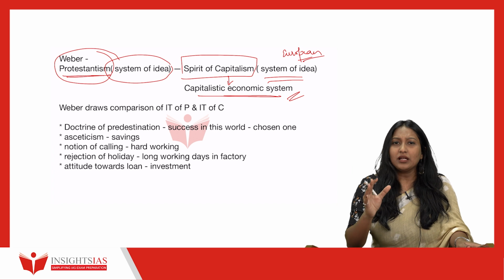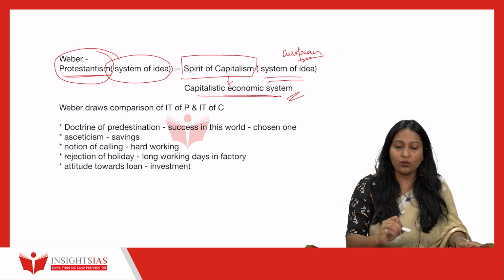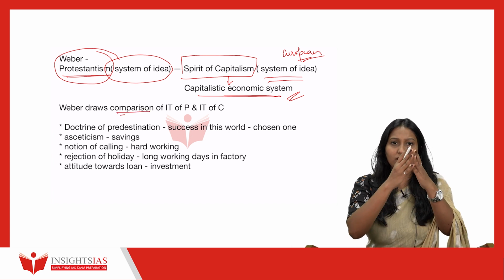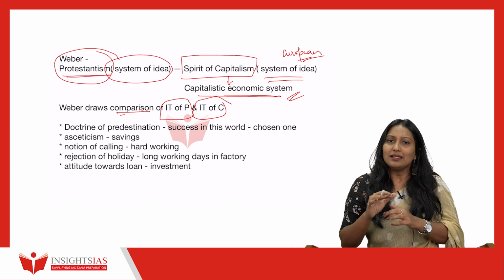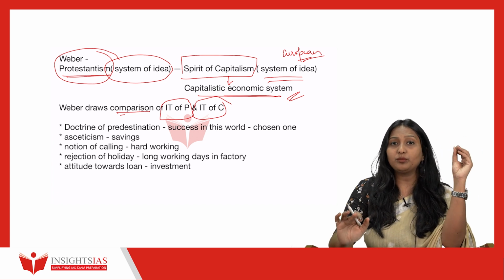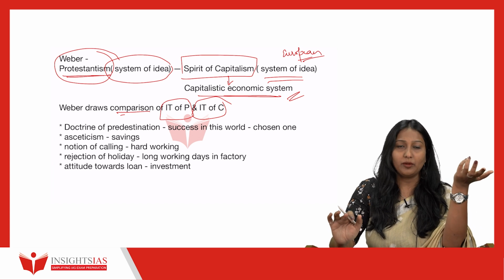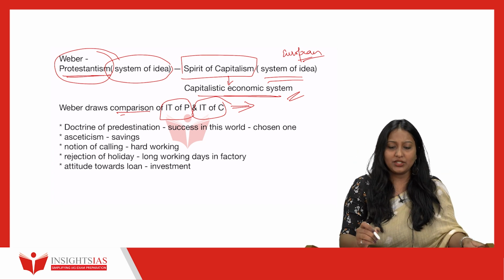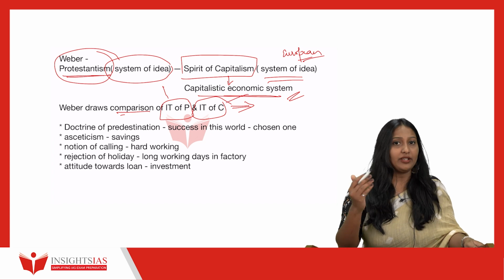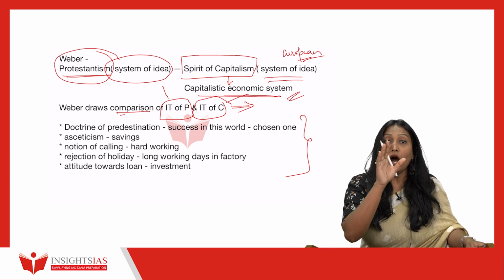Let's not go too much into detail about all these things. He also studies through the ideal type. What he does is draw the comparison. He draws an ideal type of Protestantism, and then he makes an ideal type of capitalism. Let's not go into detail because the question is not about the Protestant ethic and the spirit of capitalism. The question is completely different. They are asking how comparative study is used to study capitalism by Weber. So I'll just drop a single line mentioning that Weber draws a comparison of the ideal type of Protestants and the ideal type of capitalism.